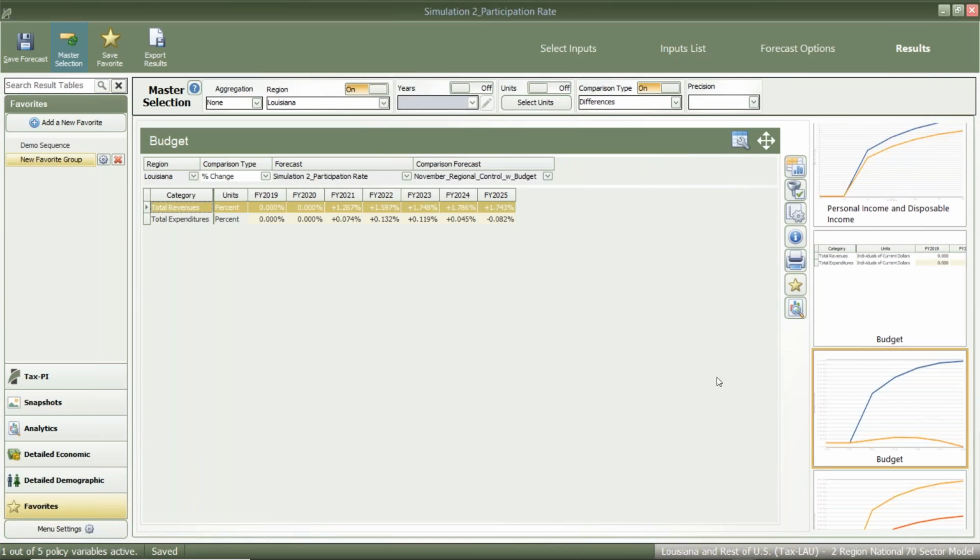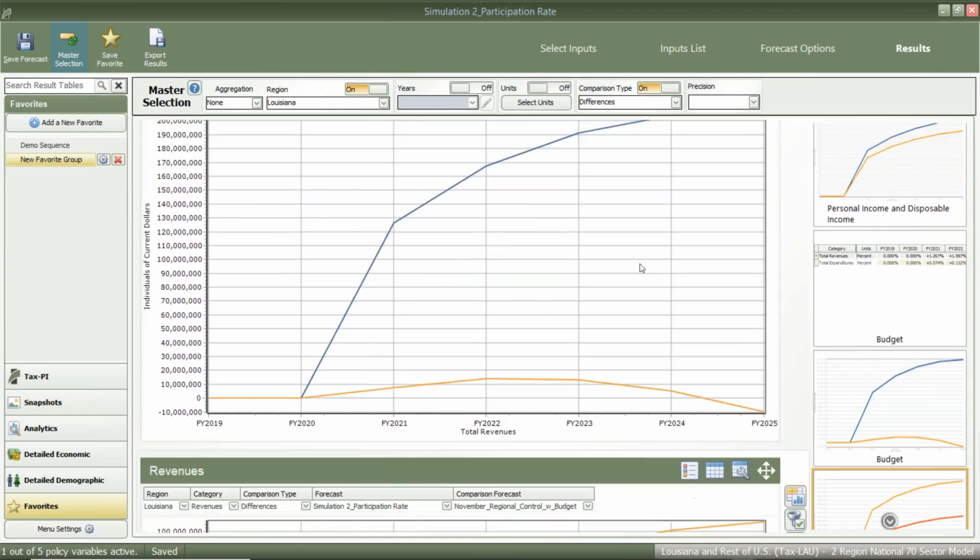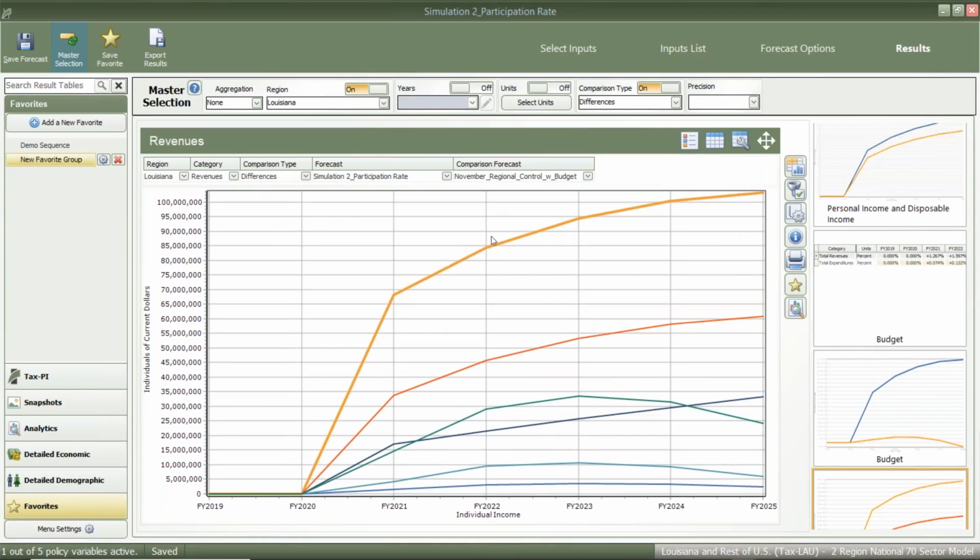So let's go to the next graph, which will show it in a more straightforward way. We can see there's a significant growth in the total revenues. And now we may be curious about the revenue components, so let's take a deep look.